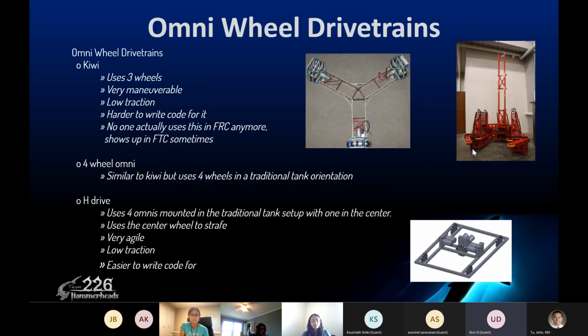Can you go to the next slide, Bren? There are several kinds of holonomic drivetrains that use Omni wheels. One type is the Kiwi. This drivetrain uses 3 wheels positioned in an equilateral triangle, all 120 degrees apart.